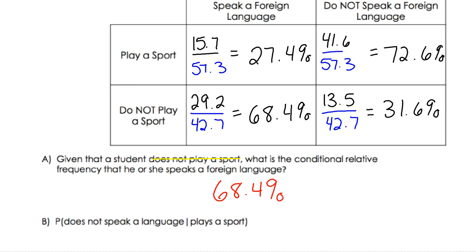And then part B, same idea, just written in a different format. This is the probability that someone does not speak a foreign language given that they play a sport. So remember, we already found out of plays a sport that top row total. Now we just have to figure out which box does not speak a language. So that would be that top right box, which is 72.6.